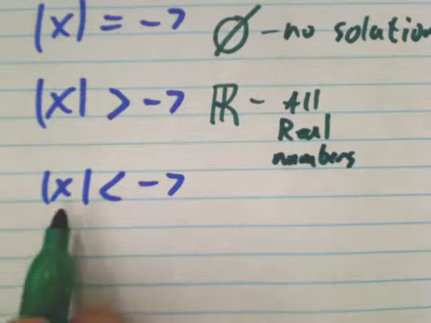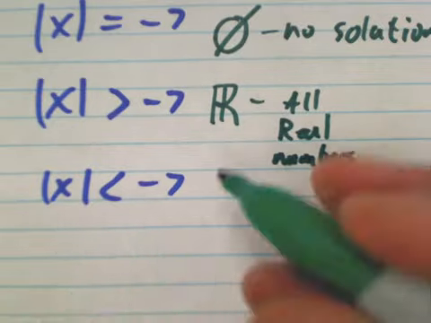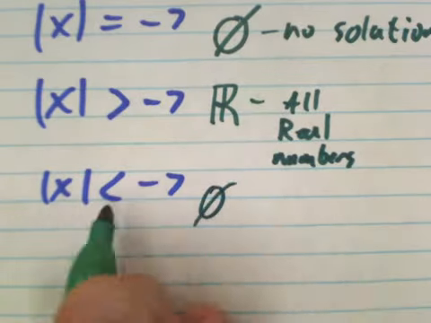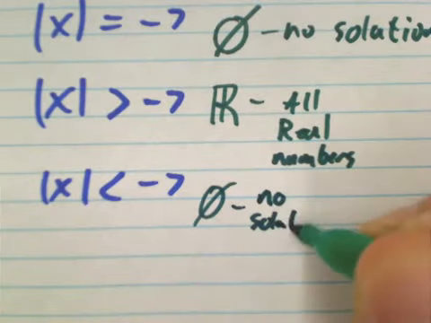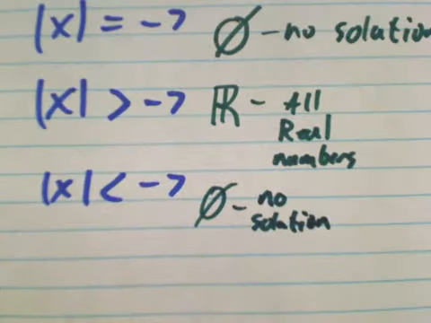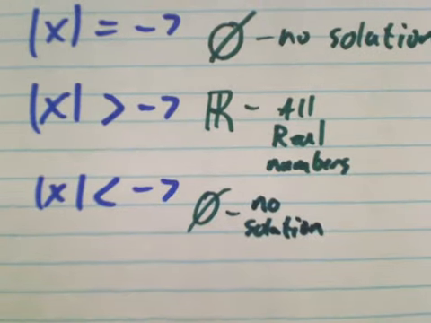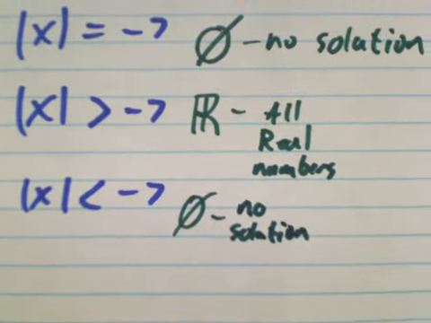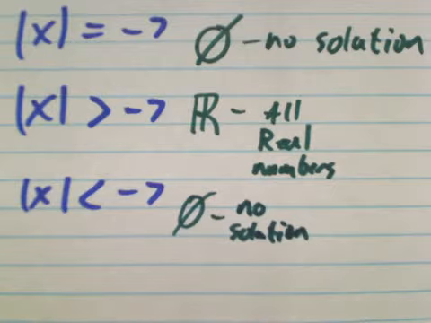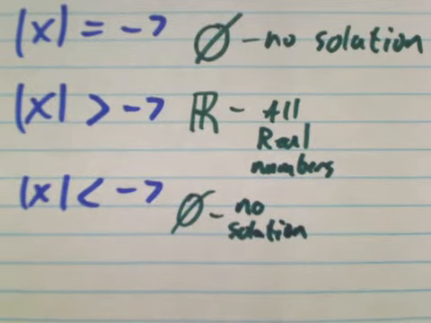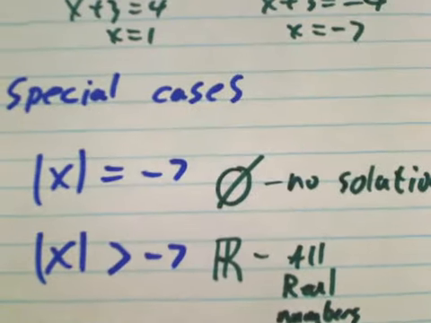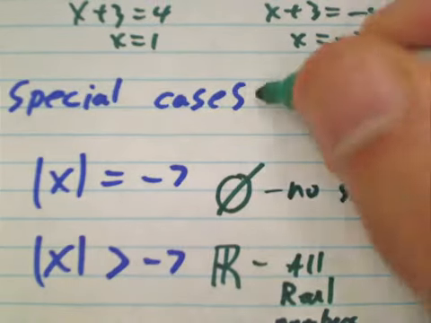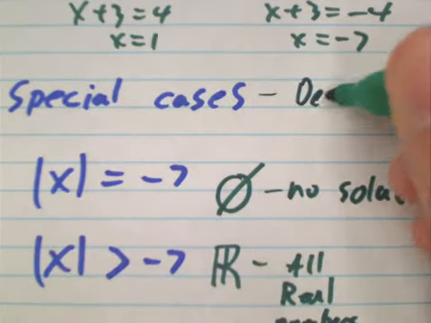Finally, I have a positive is less than a negative, and again, that's a no solution. A positive can't be less than a negative number. No solution. Okay, we have these special symbols because it gets tiresome to write out no solution and all real numbers 176 times. So if you just have those symbols, that'll speed things up for you a little bit. So the special cases, I'm going to slide this up just for a second. The special cases are when you're dealing with the negatives.